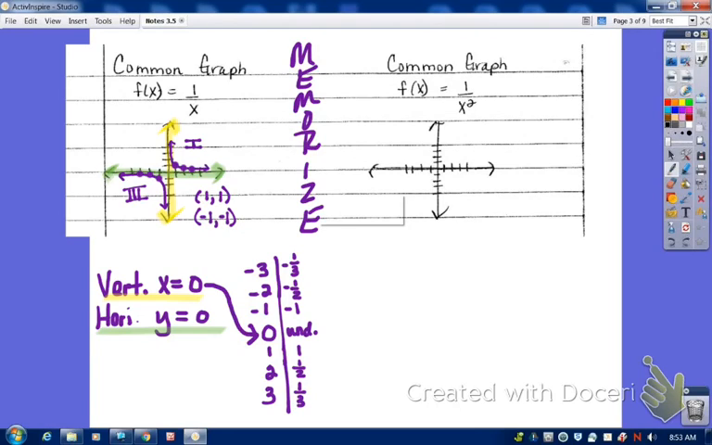All right, let's look at 1 over x squared. Vertical asymptotes and 1 over x squared. Any excluded values in the denominator? 0. So I have a vertical asymptote at x equals 0. Tell me about the degree in the top compared to the degree in the bottom.